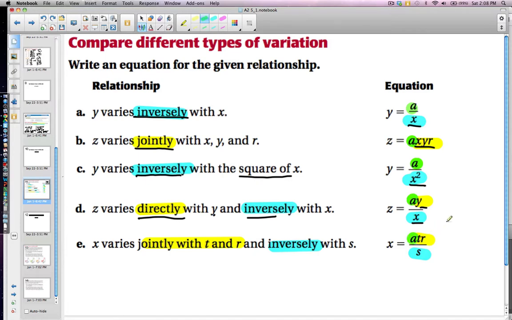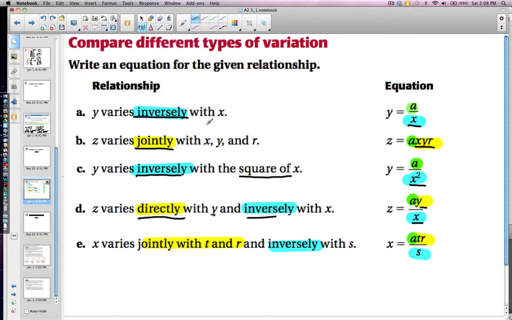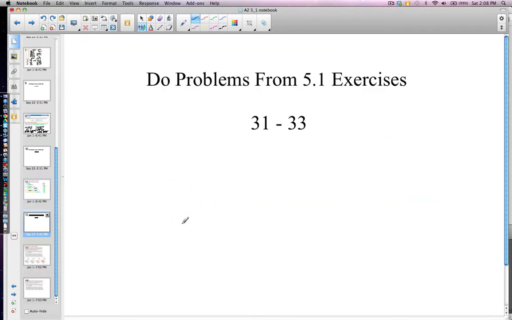Okay, so as you work with different types of variation, the language that's used in the problem is your guide for where the item goes in an equation. So it's very important that you read carefully and you think critically about what this information means when it's written out in English. Okay, so give it some practice. Do problems 31 through 33, and then come back and we'll finish out this lecture.